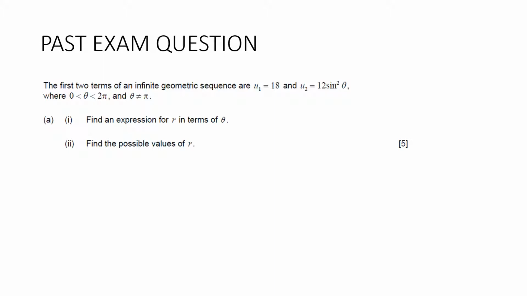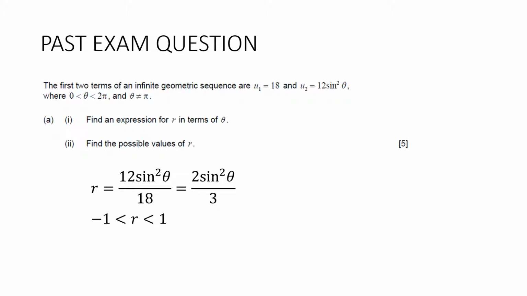So this is a nice easy question. It's a geometric sequence, so r is going to be the second term divided by the first term. And we write it like that, and then simplify by dividing top and bottom by 6 gives us 2 sine squared theta on 3. Part 2, find the possible values of r. So what this is referring to is the fact that it's an infinite geometric sequence, and that means that r has to lie between -1 and 1. So making this substitution, we have this.